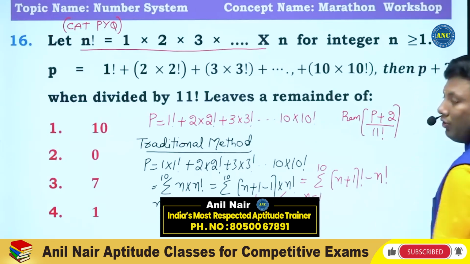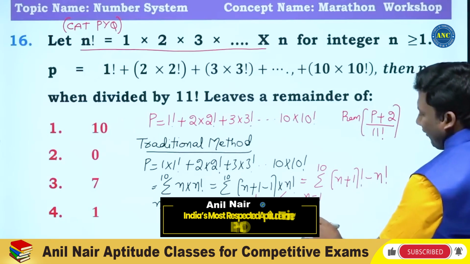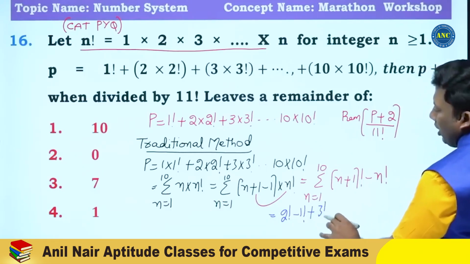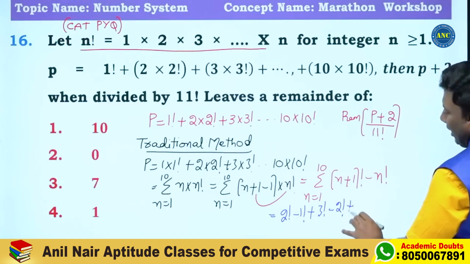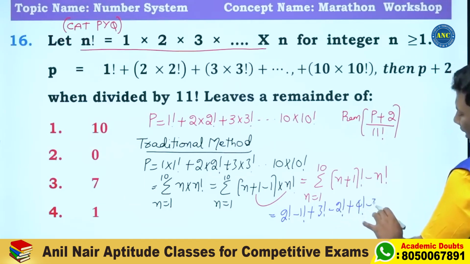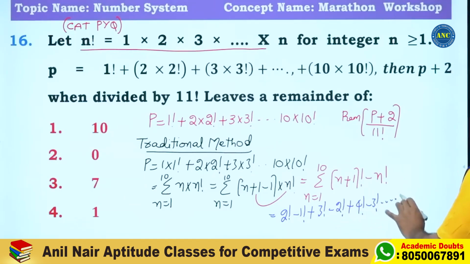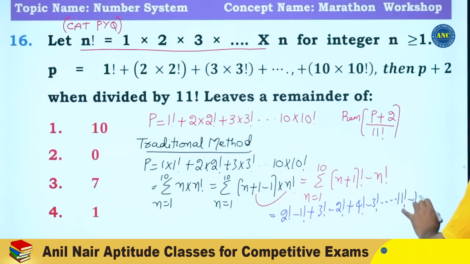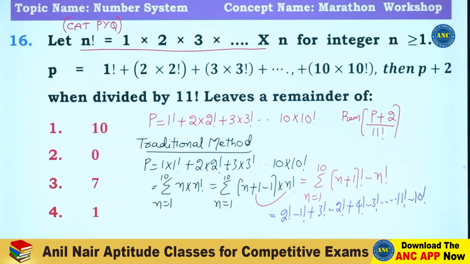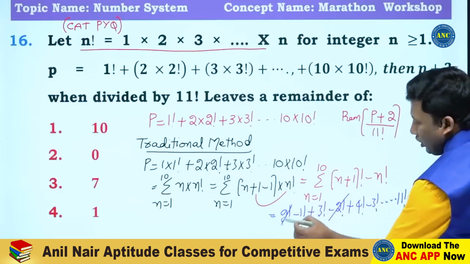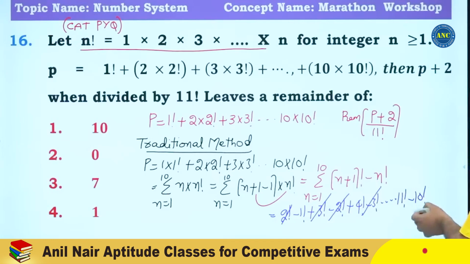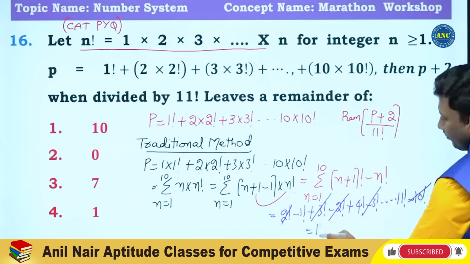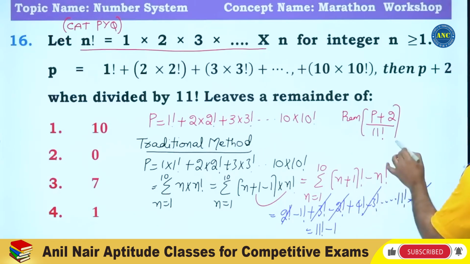n is 1: 1 plus 1, 2 factorial minus 1 factorial. n is 2: 2 plus 1, 3 factorial minus 2 factorial. n is 3: 4 factorial minus 3 factorial. n is 10: 11 factorial minus 10 factorial. Minus 2 factorial plus 2 factorial. Minus 3 factorial plus 3 factorial. Minus will have plus. So it is 11 factorial minus 1.